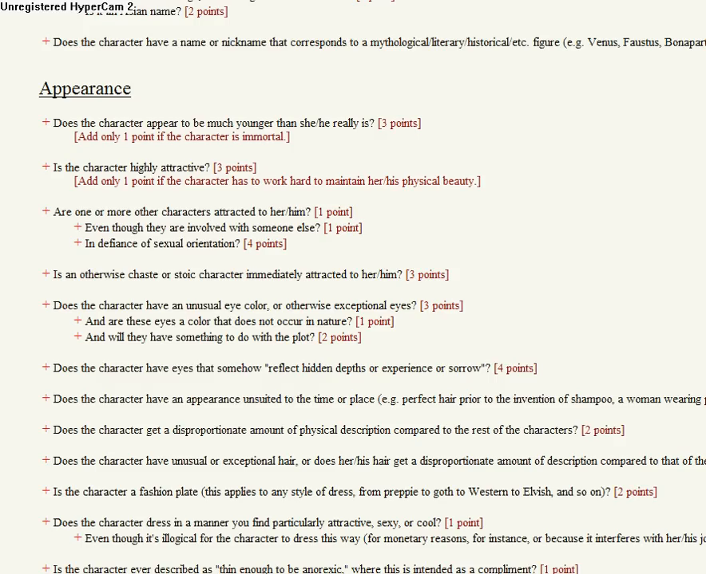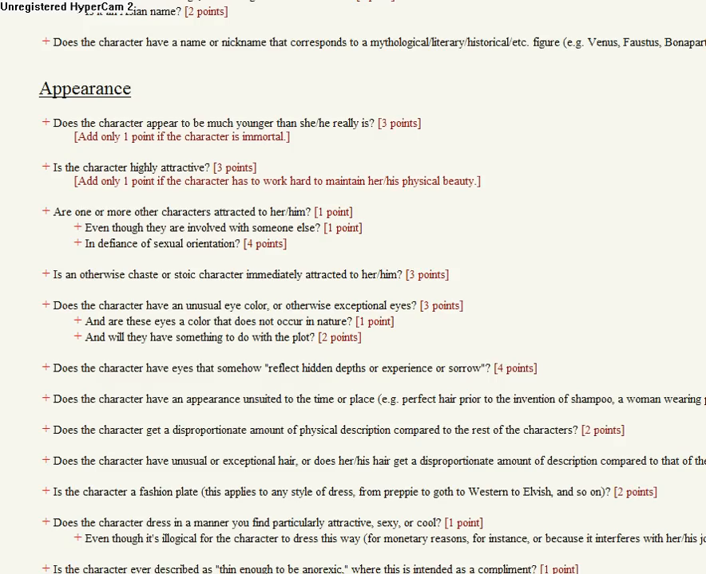Does a character have an appearance unsuited for the time or place, like perfect hair before shampoo was made, or a woman wearing pants in the 1800s? Plus 3. Try plus 5. I'm a historical nut. I hate when they do that. Does a character get a disproportionate amount of physical description compared to the rest of the characters? Plus 2. Oh, come on. It's not as bad as the next one.